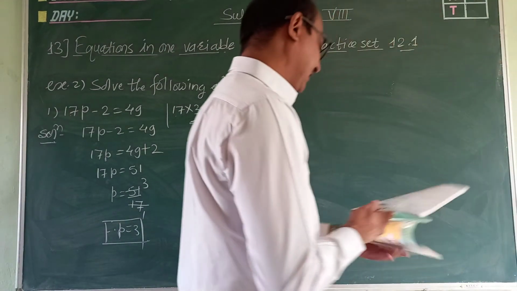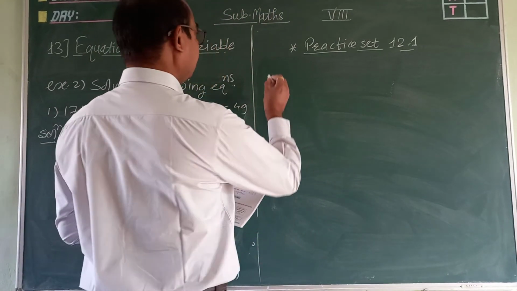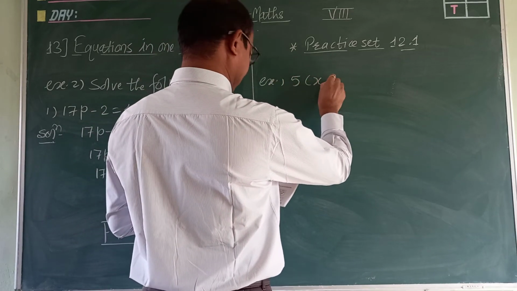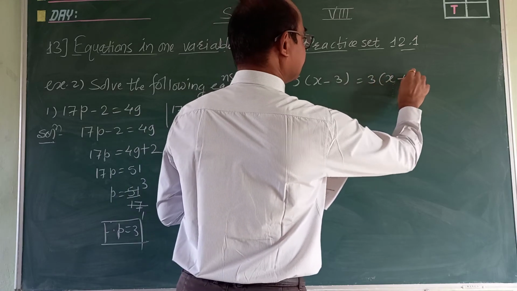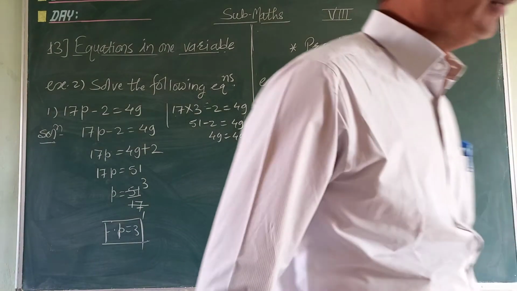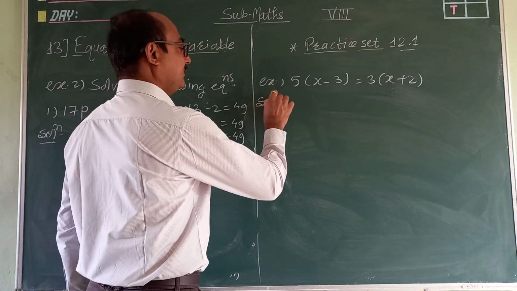One more example we will take on this, somewhat different. Next one: 5x minus 3 equal to 3x plus 2. Okay. So now we'll see the example. So how to solve this one? Very simple.